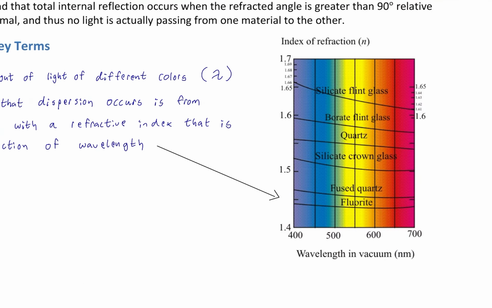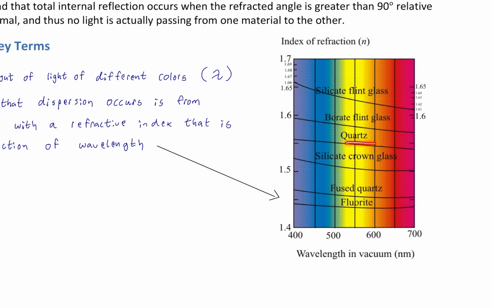Let me zoom in on this figure. So along the horizontal axis is wavelength in a vacuum. So you think of that as the true wavelength of different colors, like blue around 400 nanometers and red around 700 nanometers. And then here on the vertical axis is index of refraction. And we have a number of different example curves here for real life materials like borate, flint glass, and quartz.